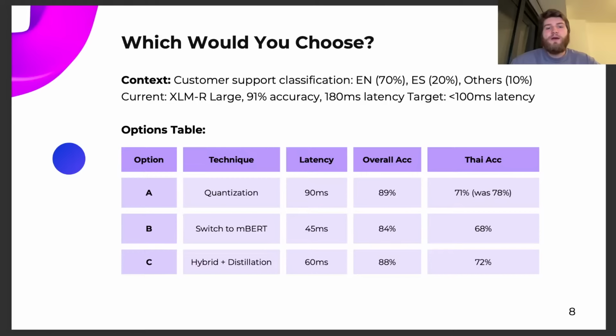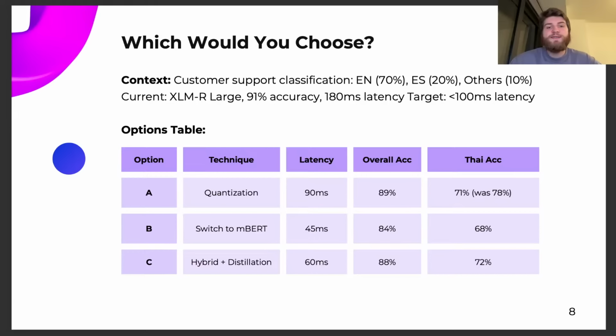Option A, quantize the model. Expected outcome, latency drops to 90 milliseconds, accuracy drops to 89% overall, but Thai drops from 78 to 71. Then the second option B, you could switch to Embed. Expected outcome, latency is 45 milliseconds, accuracy is 84% overall, Thai is 68%.